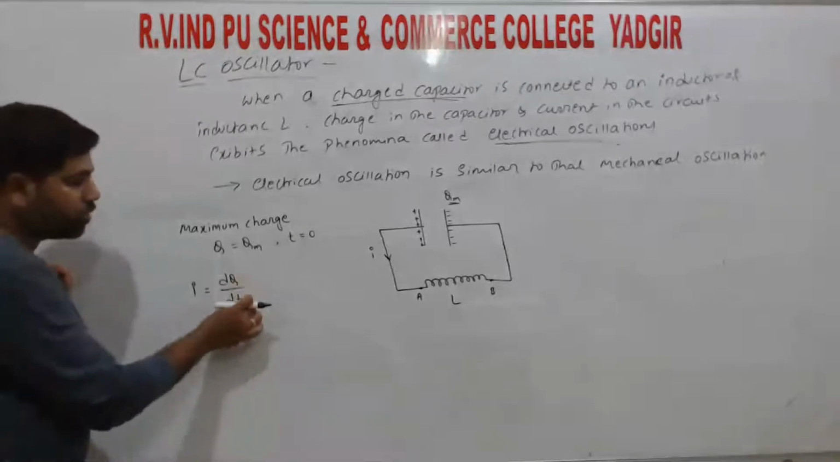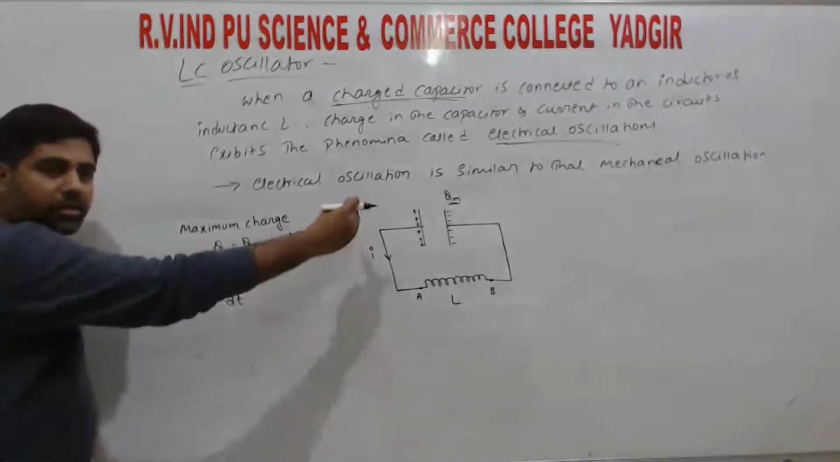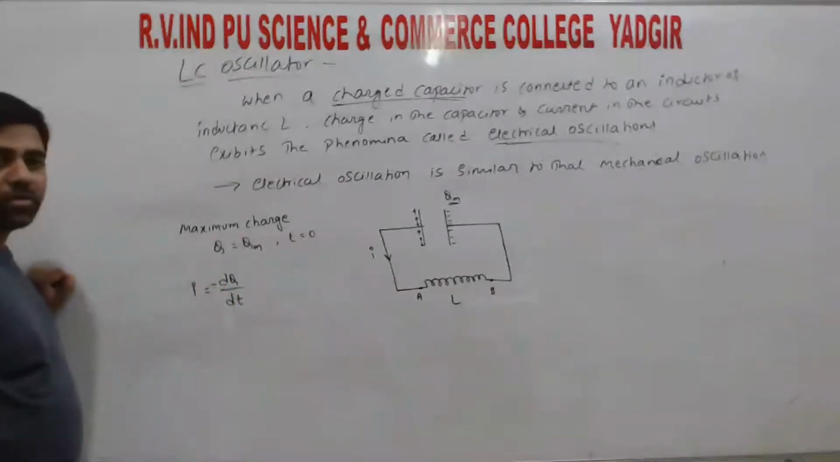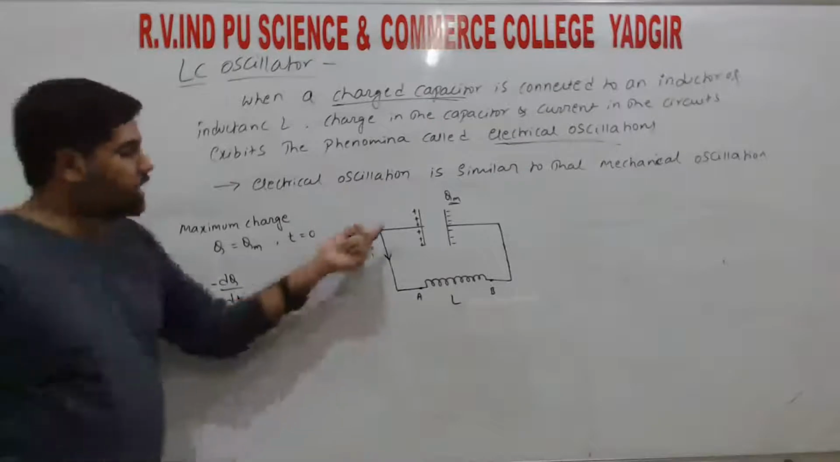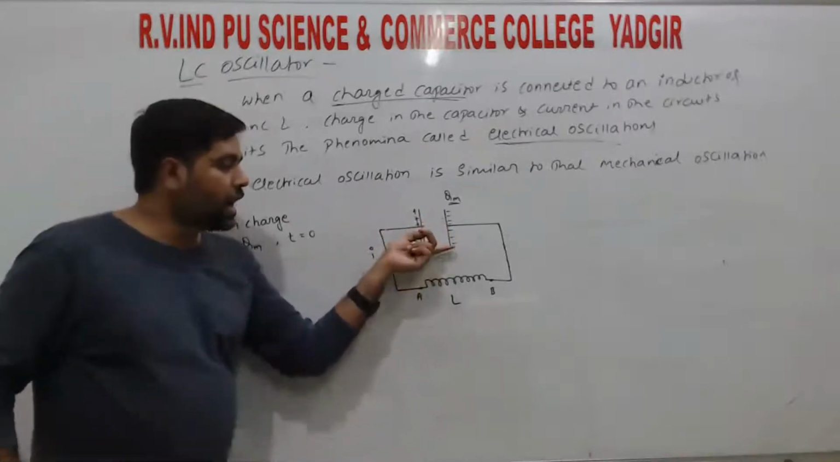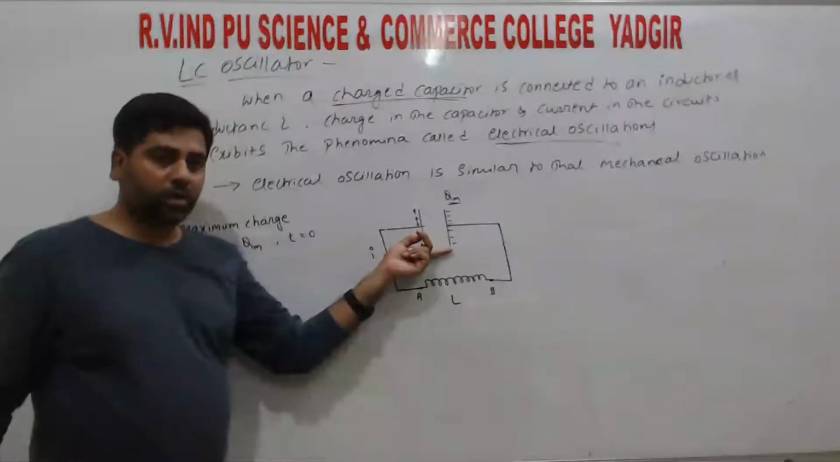So q is decreasing. That means we take the current I equals minus dq by dt. Why the minus symbol? Because the charges keep decreasing. Until when does it decrease? Until it reaches zero, right?